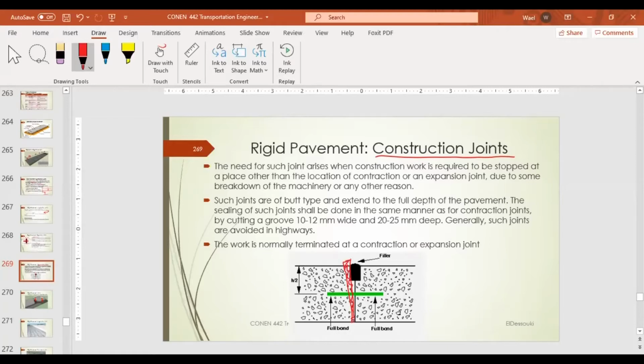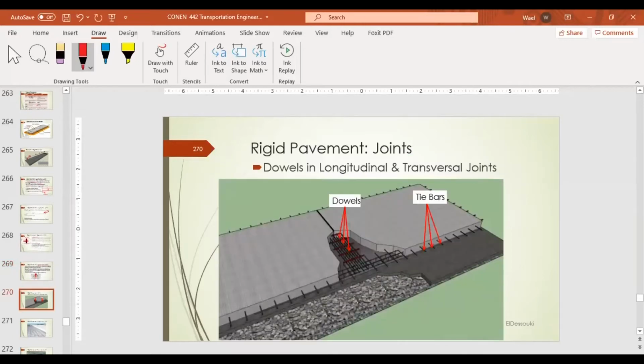Then after that, we finish it by creating this groove, which is maybe 20 to 25 millimeters deep and 10 to 12 millimeters wide. Then we fill it later with bituminous material just to seal it. Here there is a full bond, with no jacketing like in the expansion joints. These are examples of the tie bars on the longitudinal joints, and these are the dowels on the other joints.